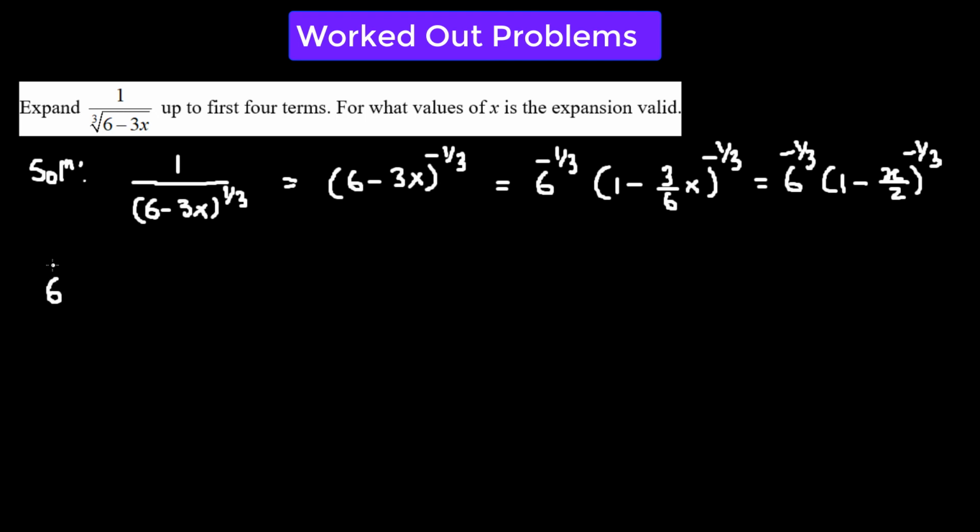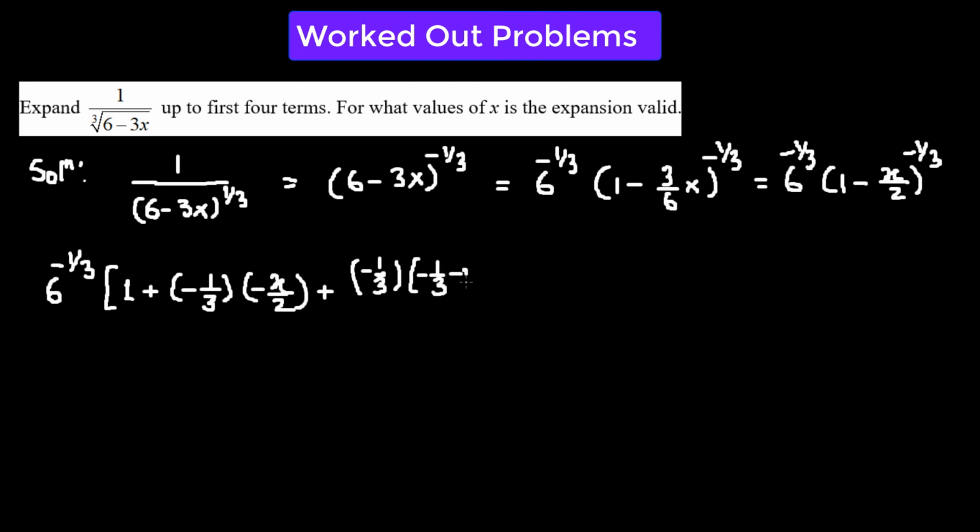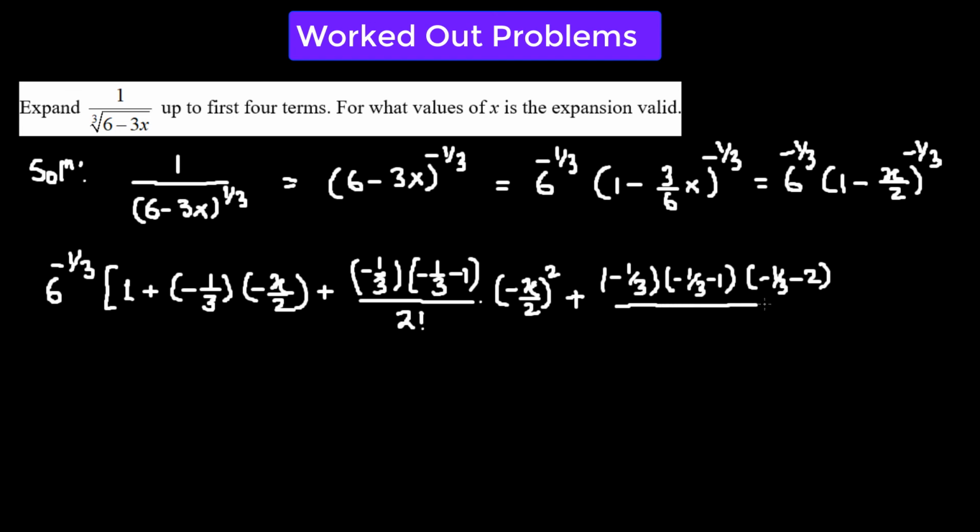So we have 6 raised to the power of negative 1/3 times 1 plus n, which is negative 1/3, times negative x over 2, plus negative 1/3 times (negative 1/3 minus 1) divided by 2 factorial times (negative x over 2) whole squared, plus negative 1/3 times (negative 1/3 minus 1) times (negative 1/3 minus 2) divided by 3 factorial times (negative x over 2) raised to the power of 3, plus the remaining terms.